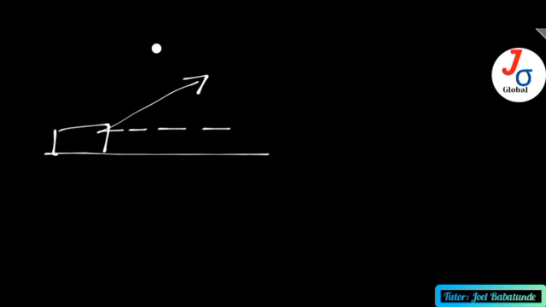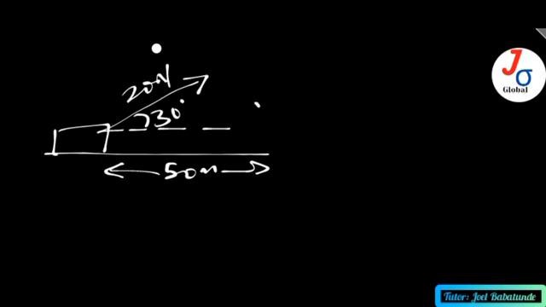So let's say that you have a block like this, then it is inclined. The force acting on this object is inclined at an angle, let's say 30 degrees, and the force acting on that body is 20 newtons. And this object is to move a distance of 50 meters. All right, so the question now is, what's the work done?